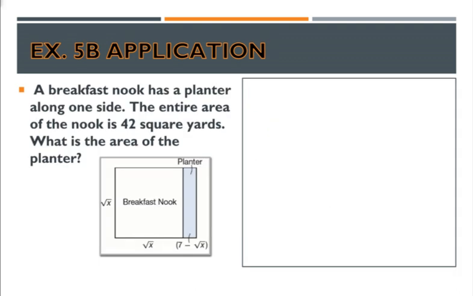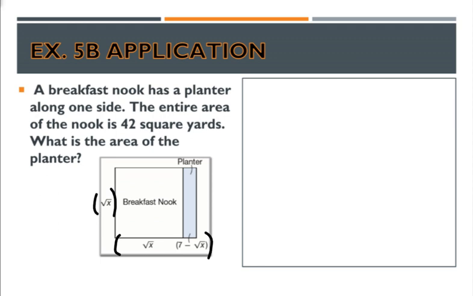And the last one, I'll get you started with this one. A breakfast nook has a planter along one side. The entire area of the nook is 42 square yards. What is the area of the planter? So this is the length of the whole area. The length or the width is the square root of x. So we need to find out what is the area of the planter.